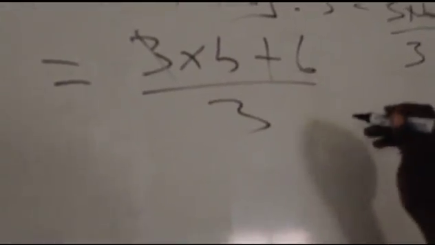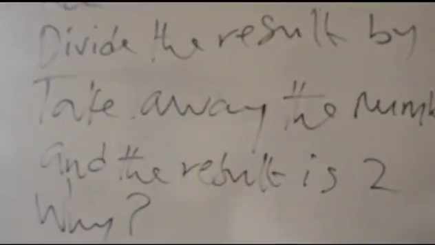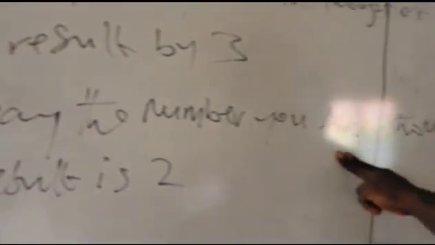So 3 here will divide 3 here. That is equal to 1 times b. And 1 times b is b. So this 3 also will divide this 6. That this 6 will be divided by this 3. That will be equal to b plus 2. So, and the last thing here, take away the number you first thought of. And the number we first thought of is b. So we are going to take away.